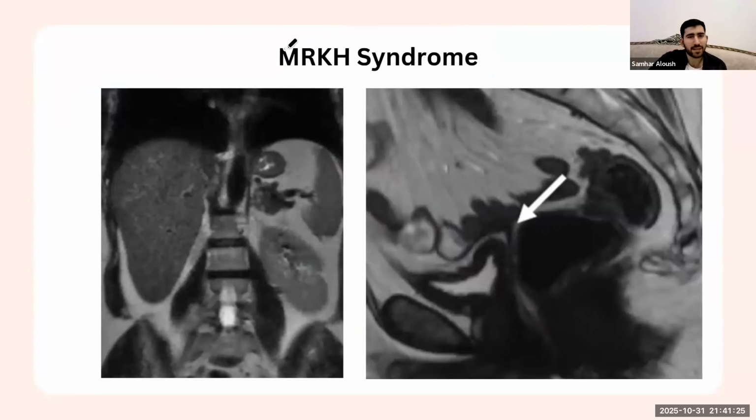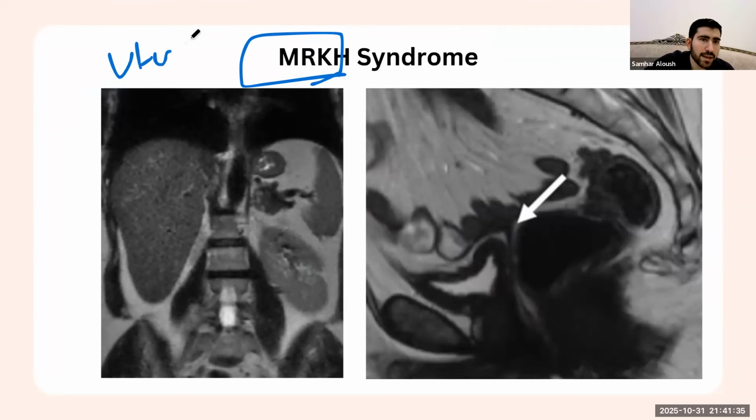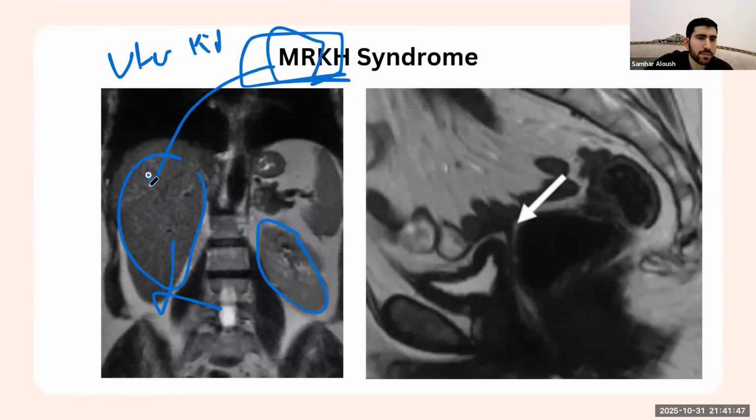There is something called Mayer syndrome, MRKH, I call it Merck. I'm not sure if that's important. I saw it in his slides. Merck syndrome is absence of the uterus and a kidney. So you will have a patient without a uterus or a kidney. As you can see here, this is the liver, this is the left kidney, and there is no right kidney. So that's Merck syndrome.